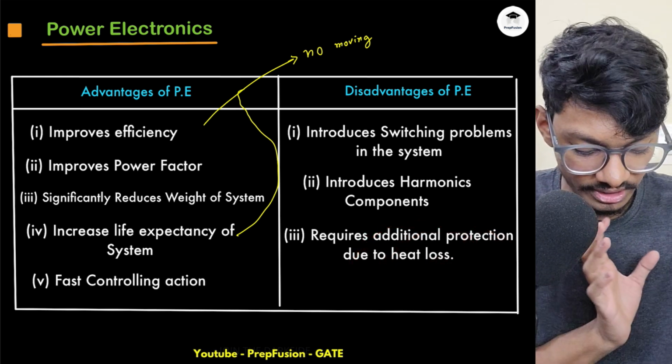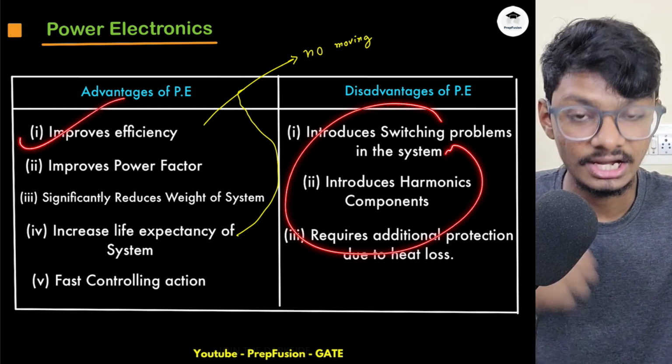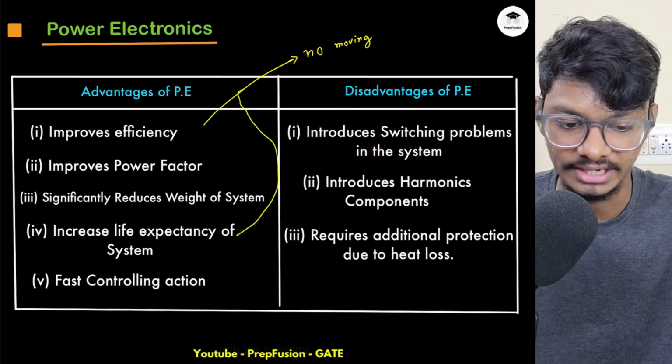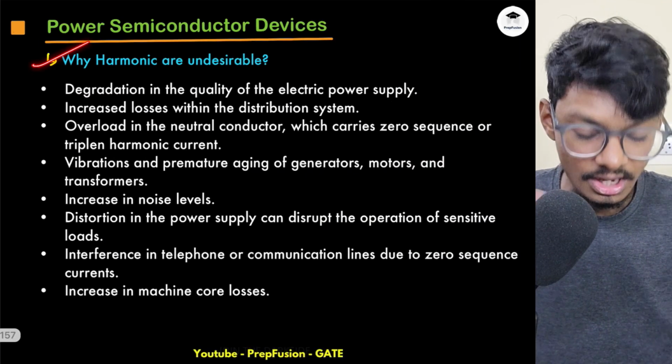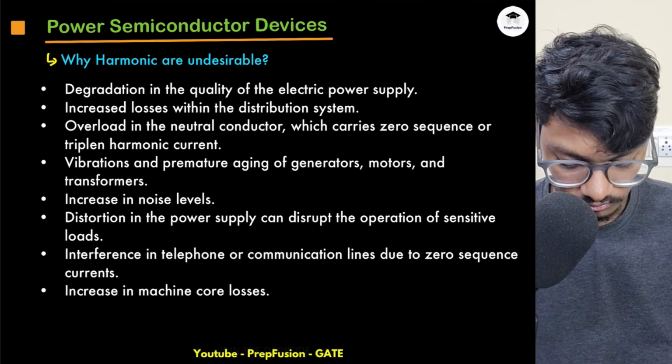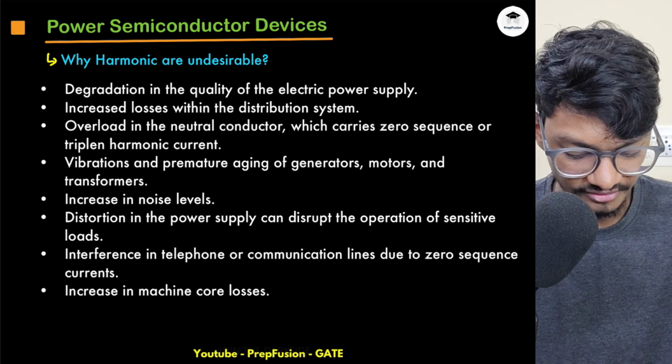But obviously we can control all this. Advantages are far superior to disadvantages, obviously that's why we use this. Now, why are harmonics undesirable? Why are harmonics undesirable? I've given a few points.